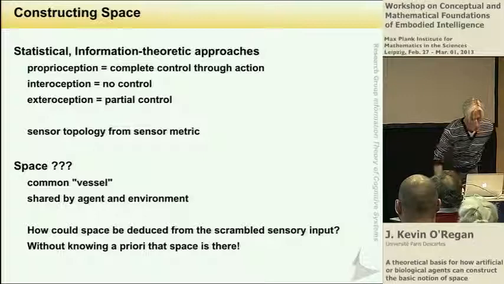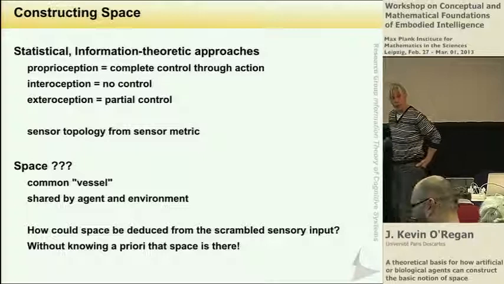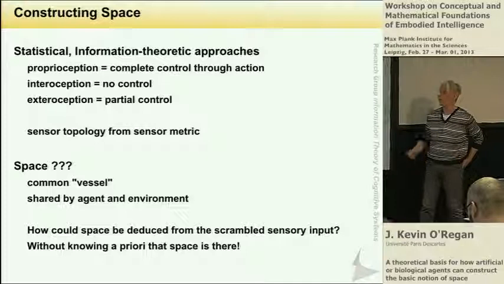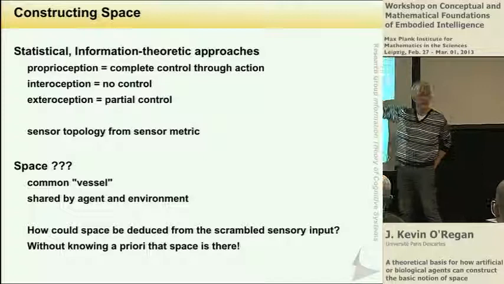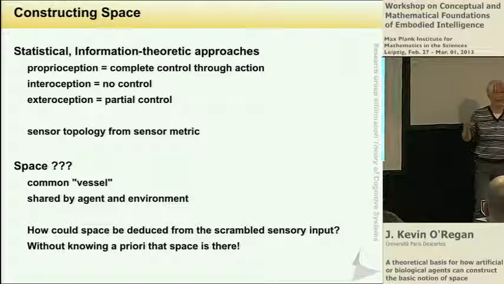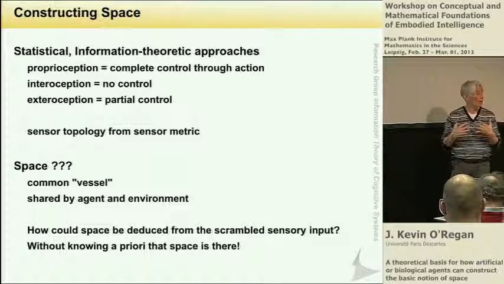Now, one approach that you might consider using to answer the question would be a statistical or information theoretic approach, okay? I think this would allow you to get certain kinds of information about the relation of the agent with the environment, in particular, by looking at the degree of control that the agent has on its sensory input. You would be able to distinguish three kinds of sensory input: proprioception, interoception, and exteroception. So proprioception really is information that tells the agent the position of its limbs and things like that. And this is intimately linked to the changes in its limb positions produced by its voluntary actions.